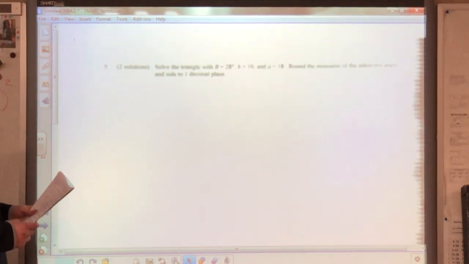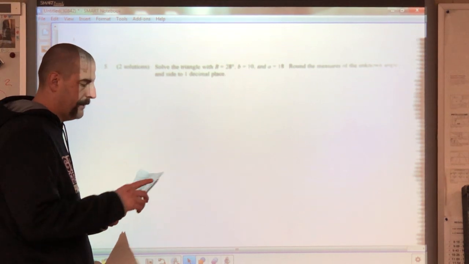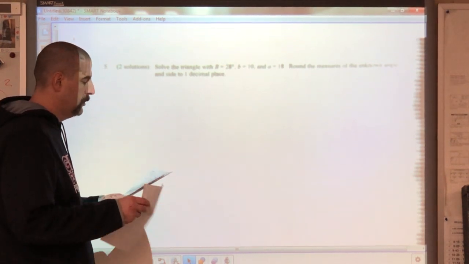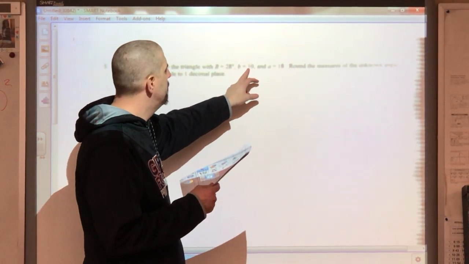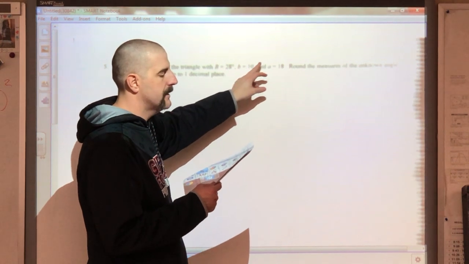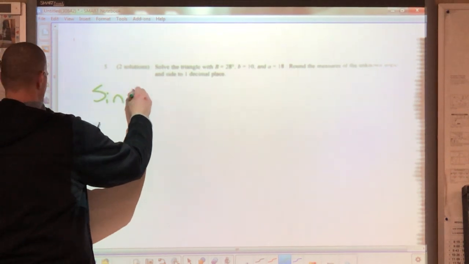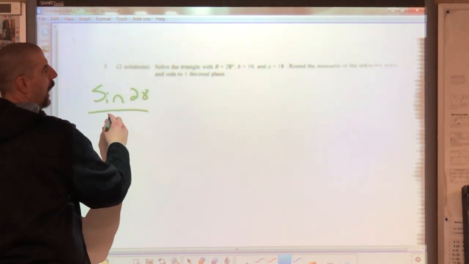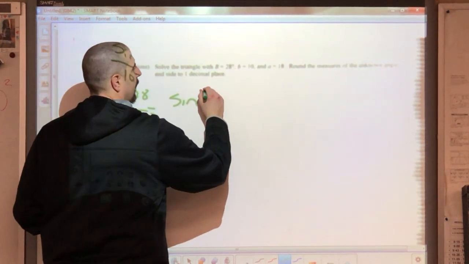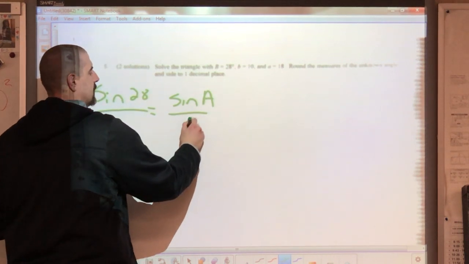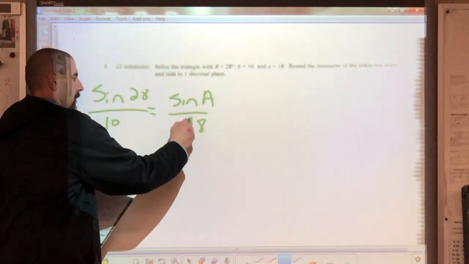All right, so this one is very blurry, but you have it on your paper. It says two solutions. So we're going to solve the triangle when angle B is 28 degrees, little b is 10, a is 18. So again, we're going to set this up as sine 28 over 10 equals sine A over 18.